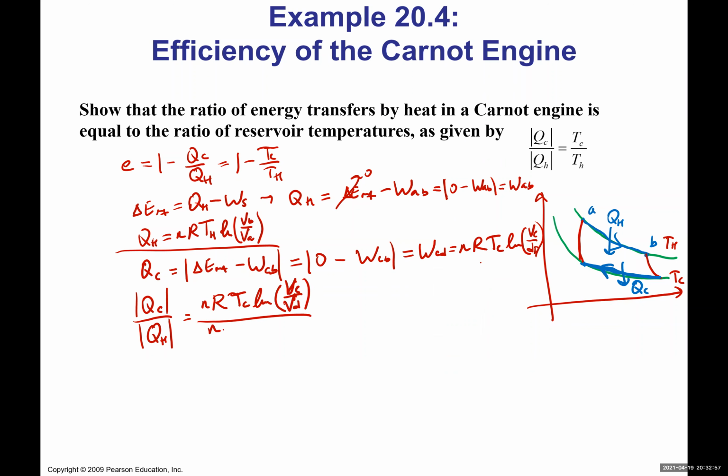Then this is divided by nR T_H ln(V_B over V_A). So you can see nR and R are going to cancel out, and what we end up with is T_C ln(V_C over V_D) divided by T_H ln(V_B over V_A).